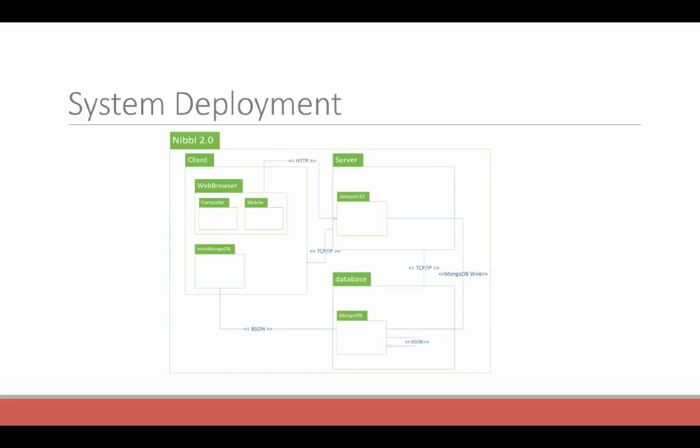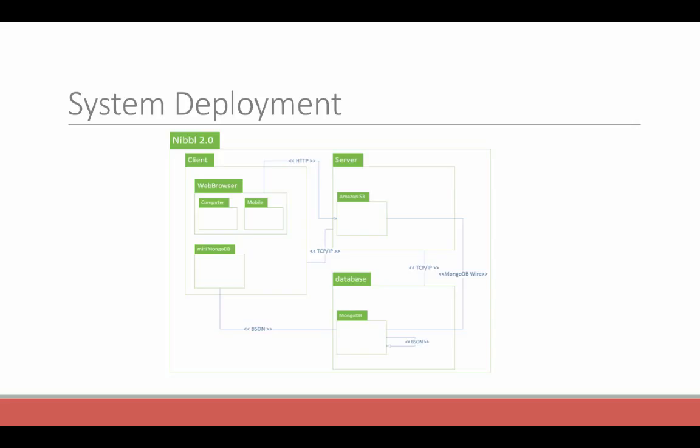The system deployment. There are three major subsystems: the client, the server, and the database, as you can see here on the picture. The client will use a computer or mobile interface and run on a web browser, for example Safari, Mozilla, and Chrome.